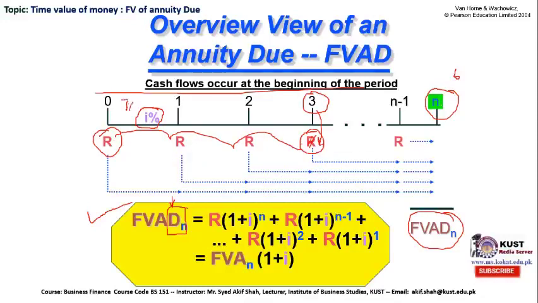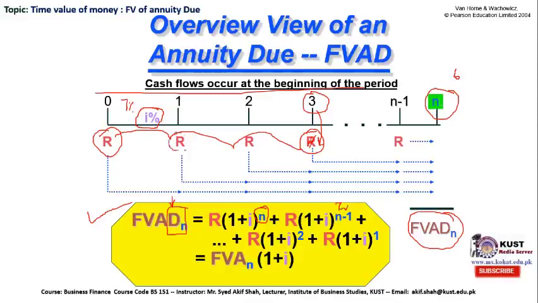7% interest rate. Therefore in our first cash flow, we are just giving the power of the number of years this annuity will prevail. Similarly, the second cash flow is R into (1 plus I) raised to the power n minus 1, because the number of time period over here are 3. So that 3 minus 1 means the resultant value will be 2.